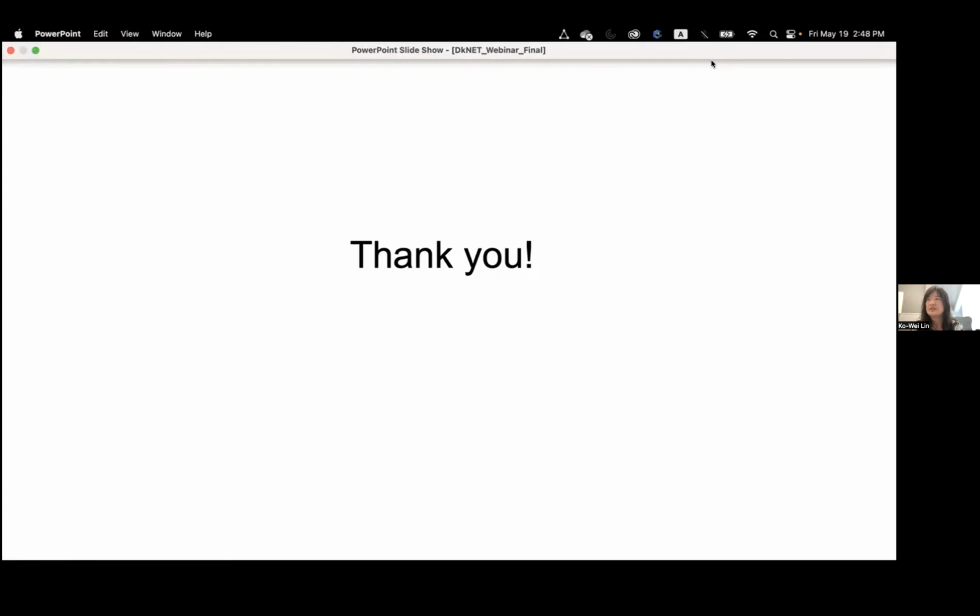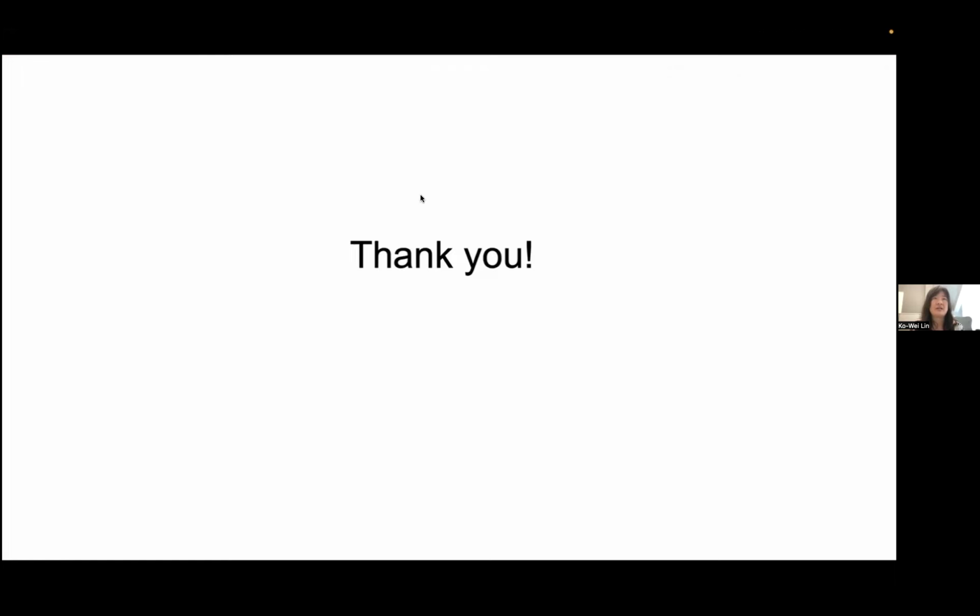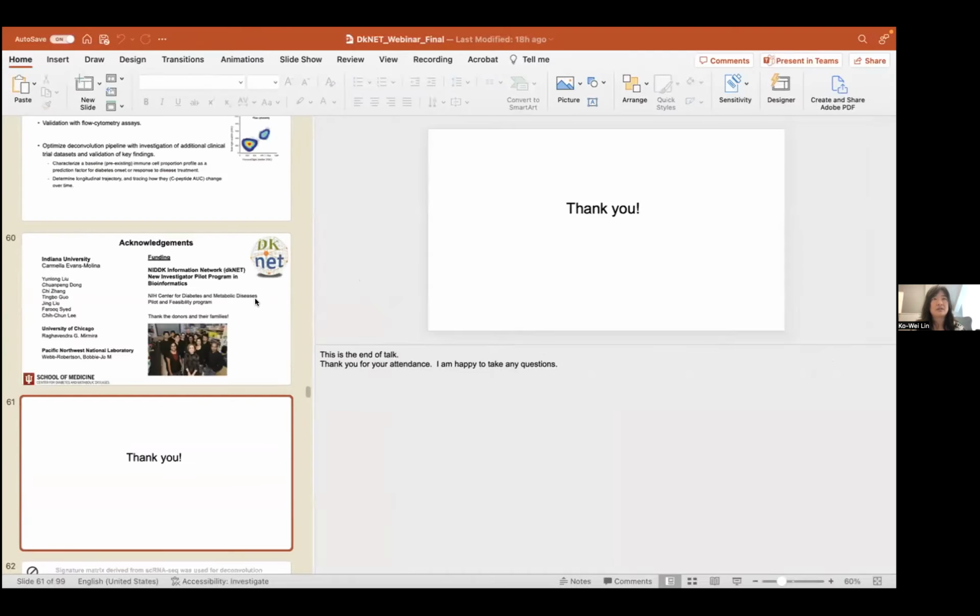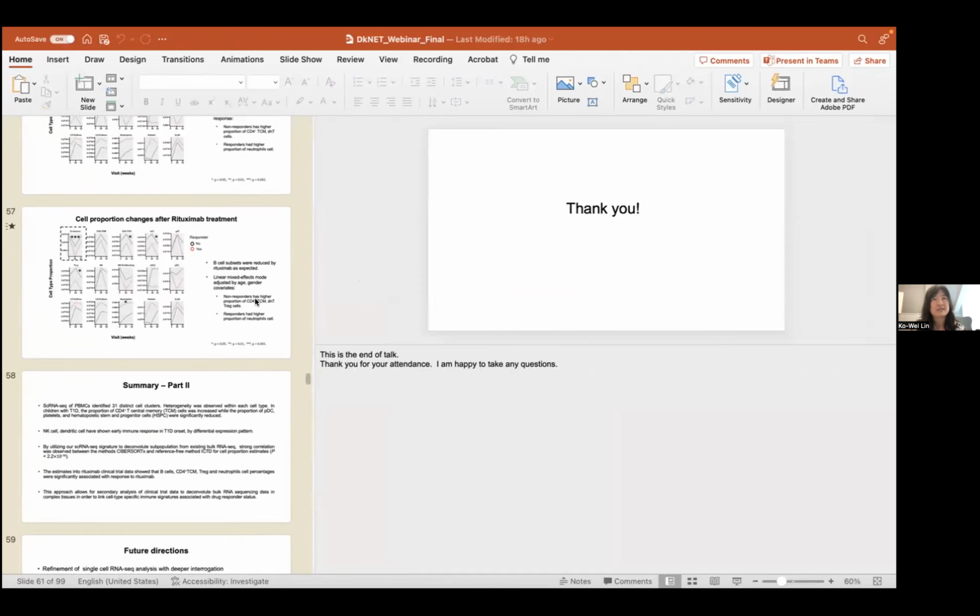So Wenting, during your presentation, there was one question from the chat. I'm interested in your last deconvolution analysis of the clinical trial of rituximab. You have introduced the percentage difference between responder and non-responder. How about the difference between the two arms? I mean, the comparison between the rituximab and placebo arm?